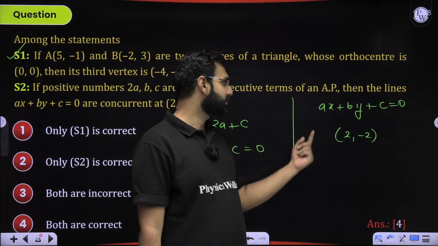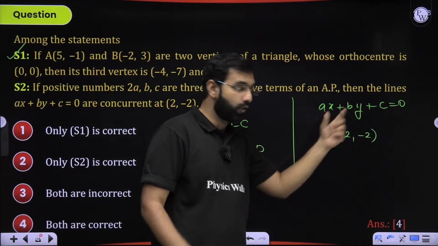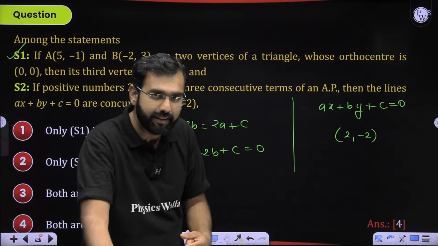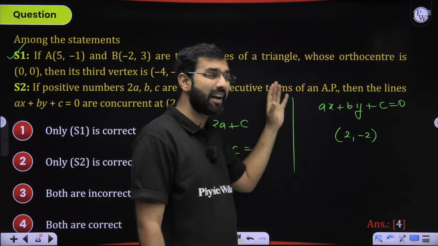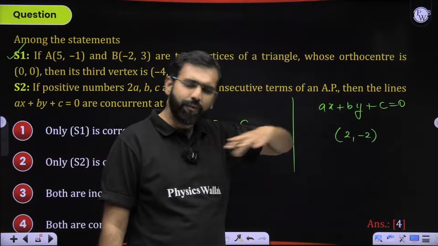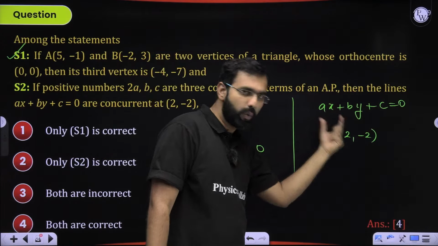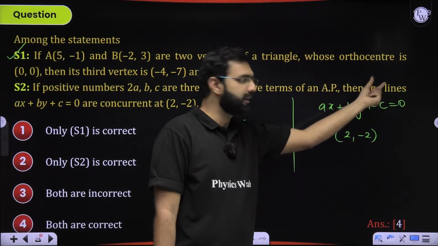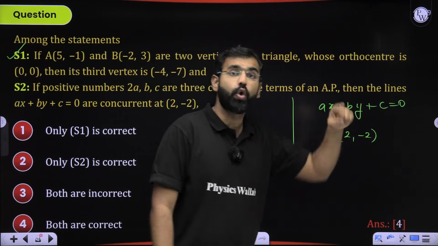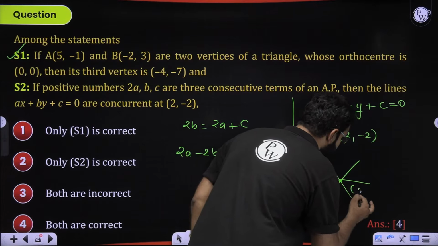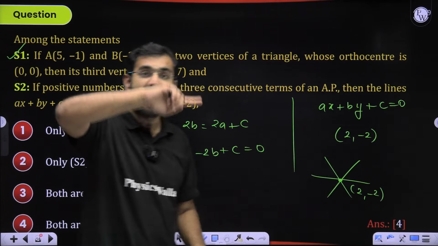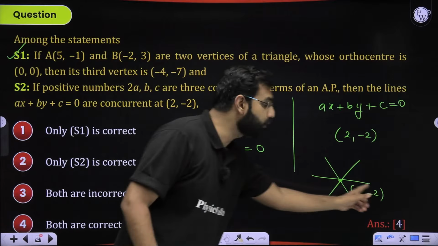Now getting back to the discussion, ax plus by plus c, for different values of a, b, c, represents a family of lines. But what is constant here? For any value of a, b and c, it always gives you that 2a minus 2b plus c is 0. Which means all those infinite lines are passing through this point, which is (2, minus 2). So that family of lines is concurrent at (2, minus 2).